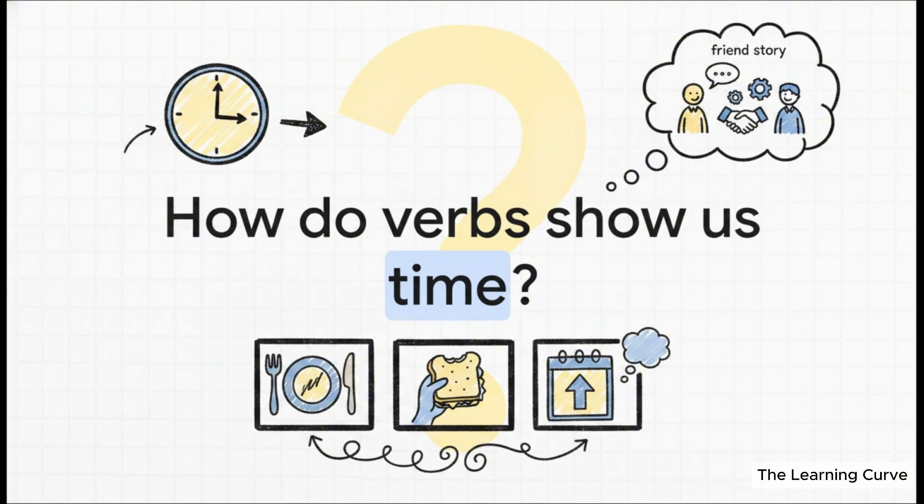Think about it for a second. If I just say the word eat, how on earth do you know if I'm doing it right now, if I already did it yesterday, or if I'm planning to do it tomorrow? Without a way to anchor our actions in time, our conversations would be incredibly confusing. Just imagine trying to coordinate a project at work or telling a funny story to a friend without knowing exactly when anything takes place. It'd be chaos. So that is the exact communication problem we're going to solve today.